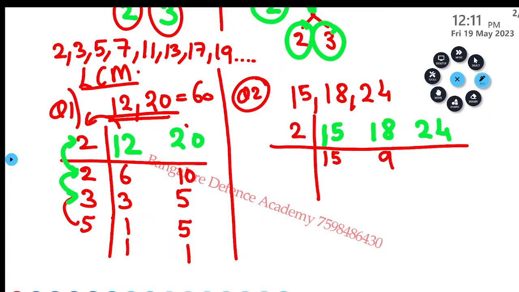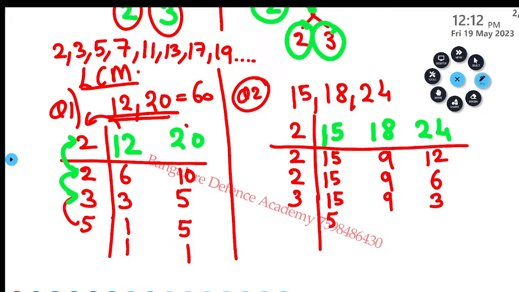Here 2 into 9 is 18, 2 into 12 is 24. Again you take 2, 15 is not there in 2's table. Again you write 9, you write 6 here, 2 6s are 12. Again you take 2 divided by 15, you don't have any value. Now you take 9 here, now 2 3s are 6. Now further I cannot use 2, I have to go with the next number, that is 3.